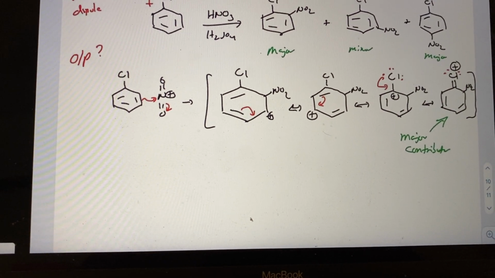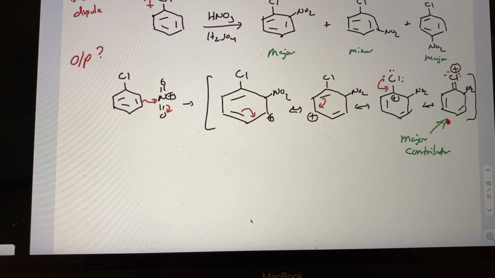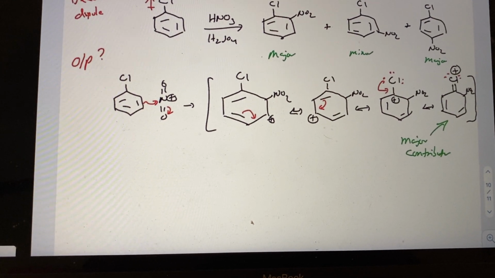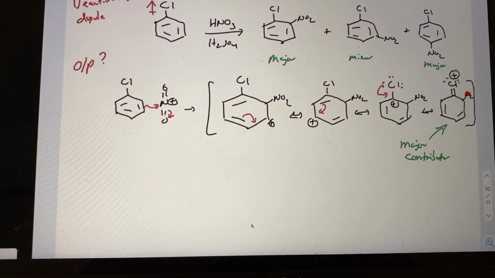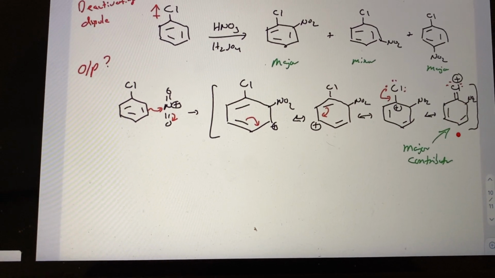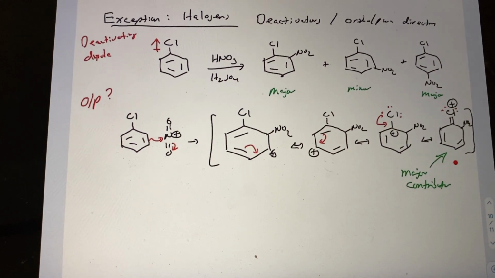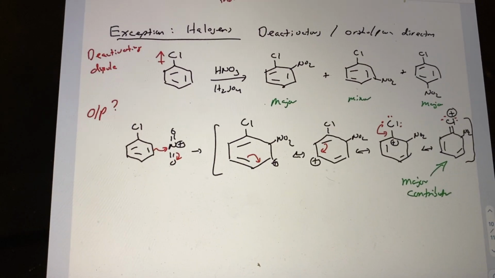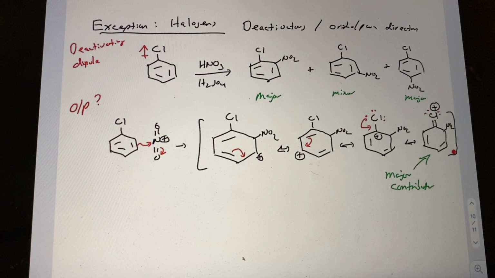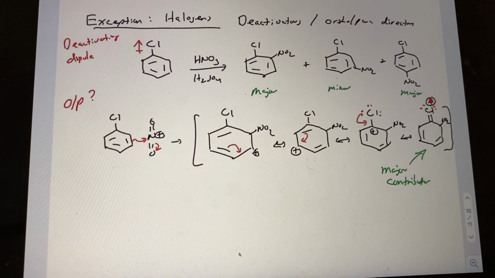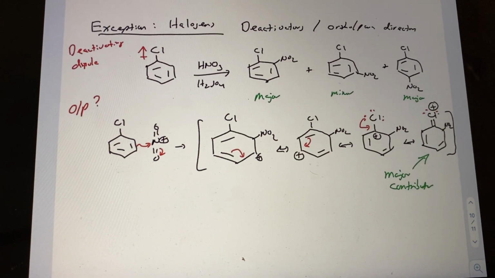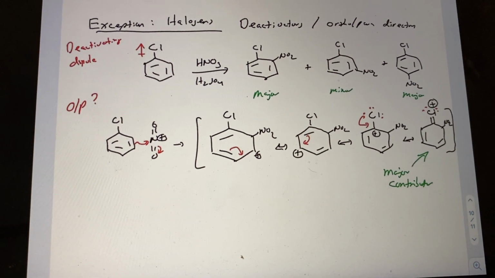So we won't draw everything out because we did it with the other one, so that's okay. If the nitro group is added at the para position, it's the same thing. You can draw the same series of resonance structures. However, if the nitro group, or whatever the electrophile might be, is added at the meta position, then the chloro group cannot directly participate in resonance stabilization.